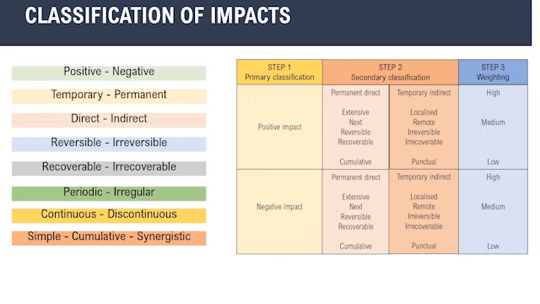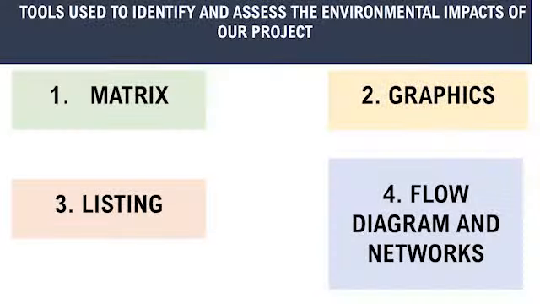As we have seen before, here we have the classification of the impacts. We have positive, negative, temporary, permanent, direct, indirect, reversible, irreversible. So we have to identify which impact we have, and we need to classify them first. Then once all the impacts have been identified, an assessment of the impact should be made. We have divided the different tools that we offer you, according to the methods used, into 4 types: matrix, graphics, checklist or listing, and a network or flow diagram.